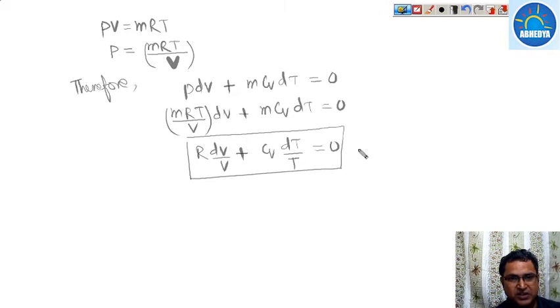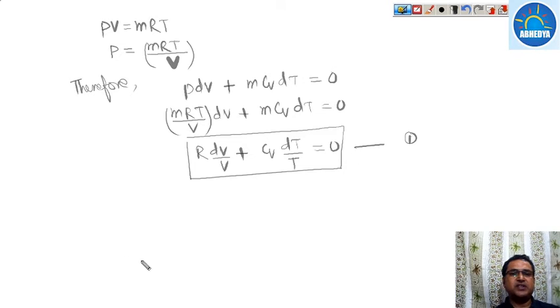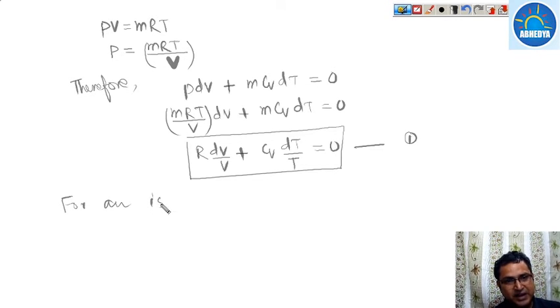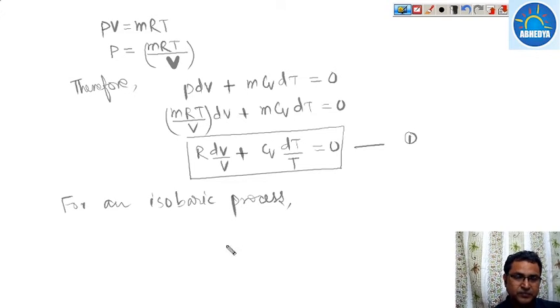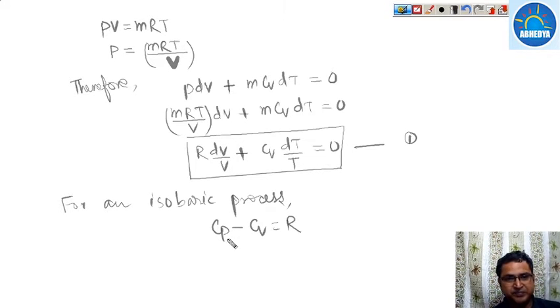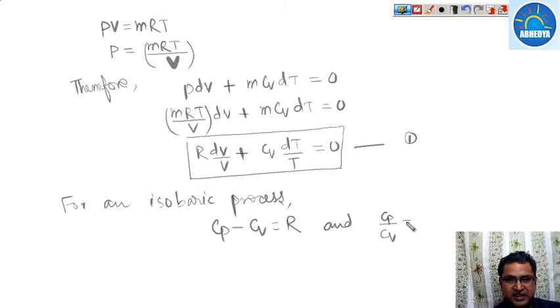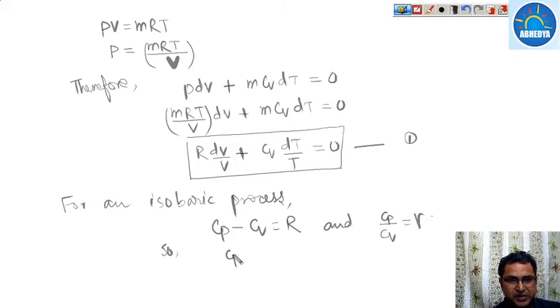I keep this equation here and number it as equation 1. As we have already studied for an isobaric process, Cp minus Cv is equal to R, and Cp over Cv is equal to gamma. So Cp can be written as gamma times Cv.